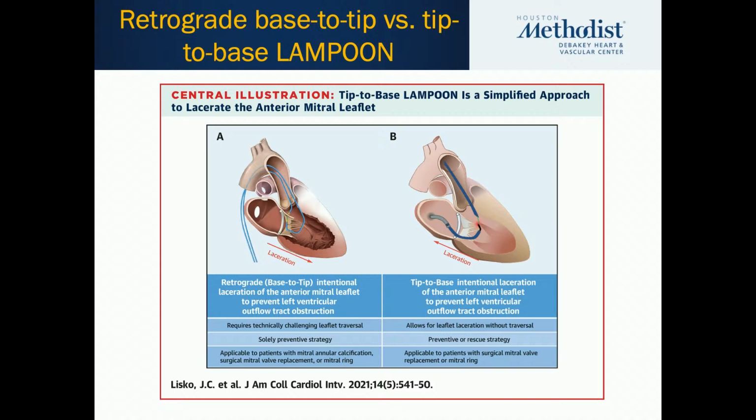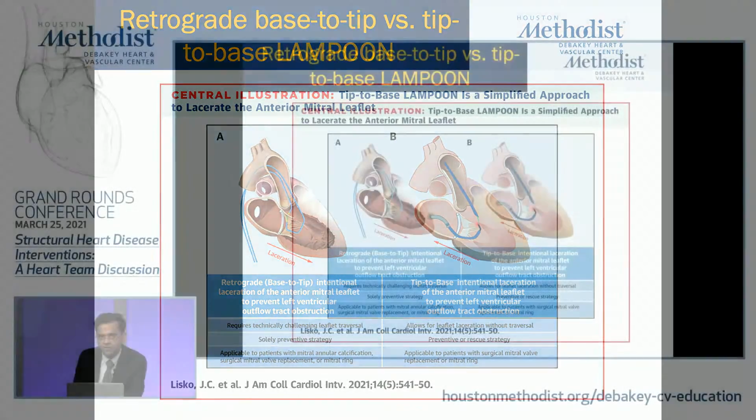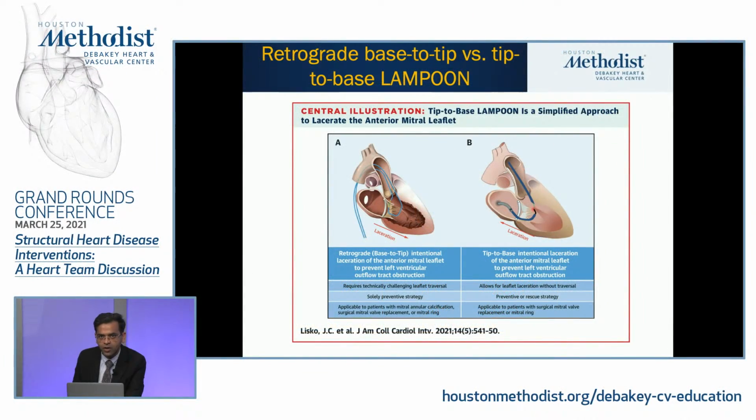A new iteration of this procedure is the tip to base LAMPOON, which can be utilized in patients with either a prosthetic ring or a bioprosthetic mitral valve, because the mitral annulus is protected by the surgical ring or the sewing ring. This cannot be applied in patients with native mitral valves because there is risk of injury to the aortomitral curtain when you're pulling negative tension on your guides, and that can lead to catastrophic consequences such as torrential AI and whatnot.